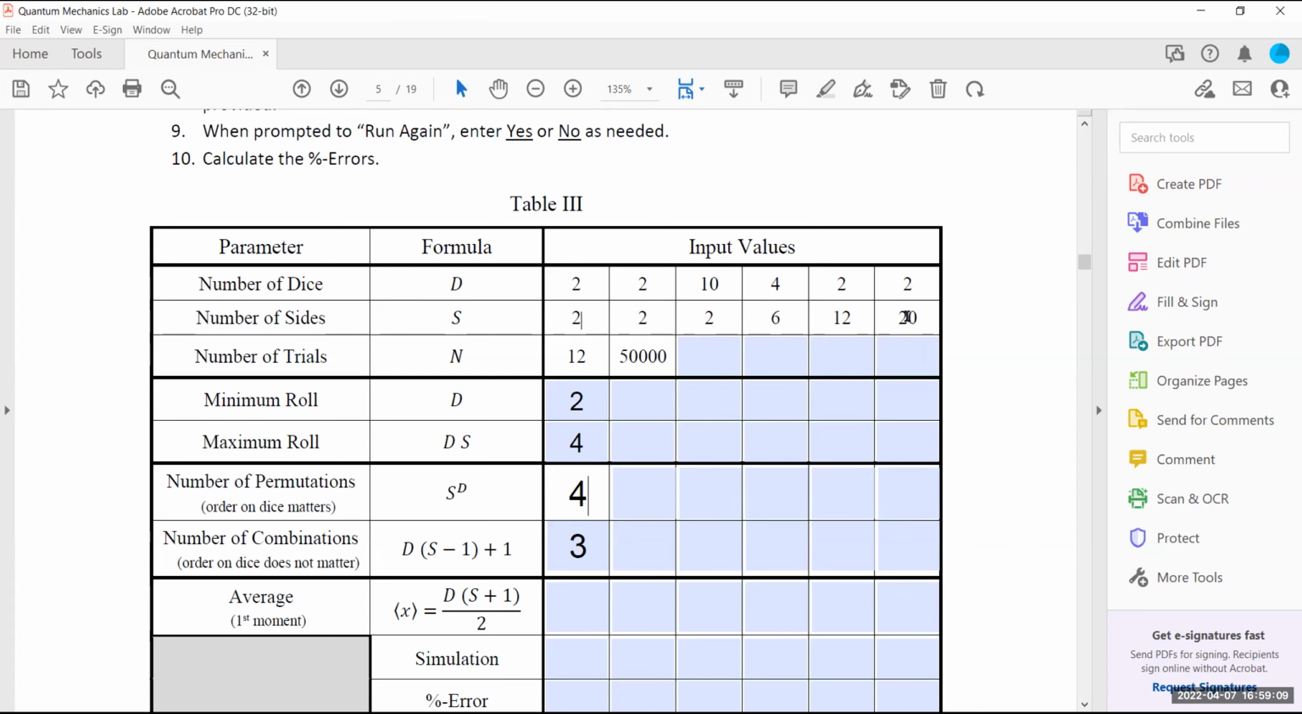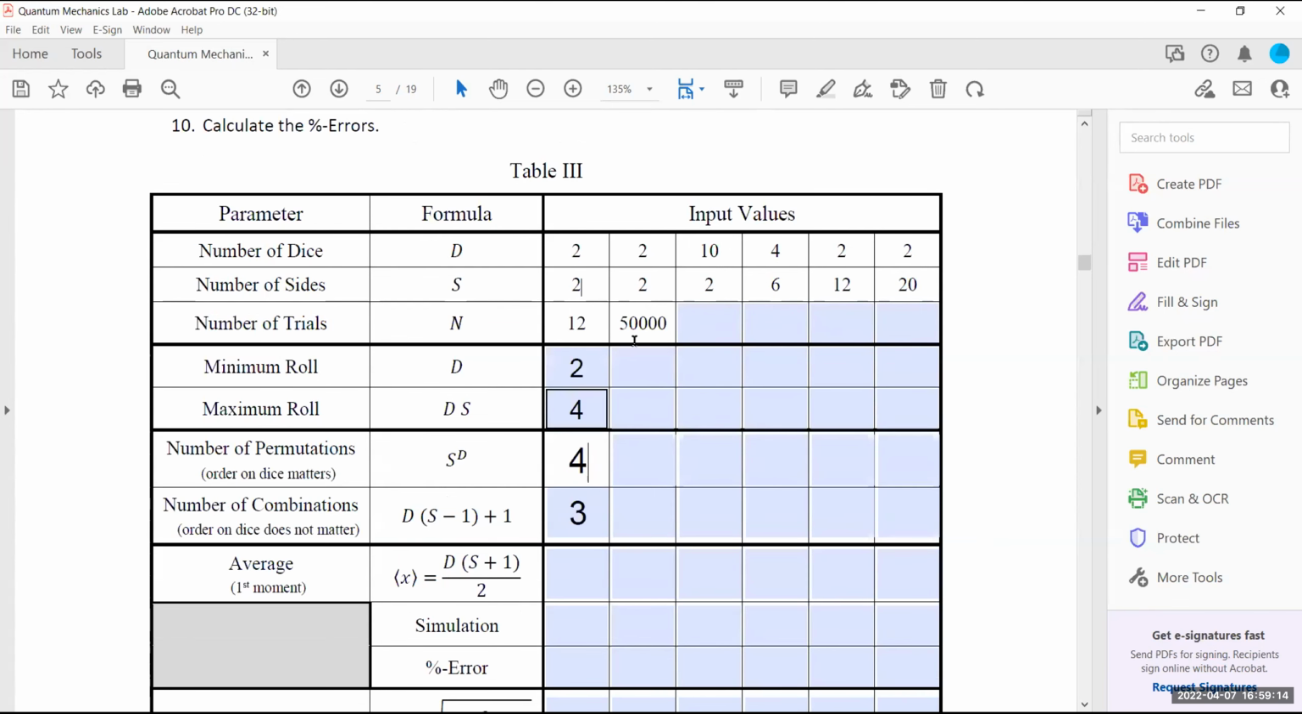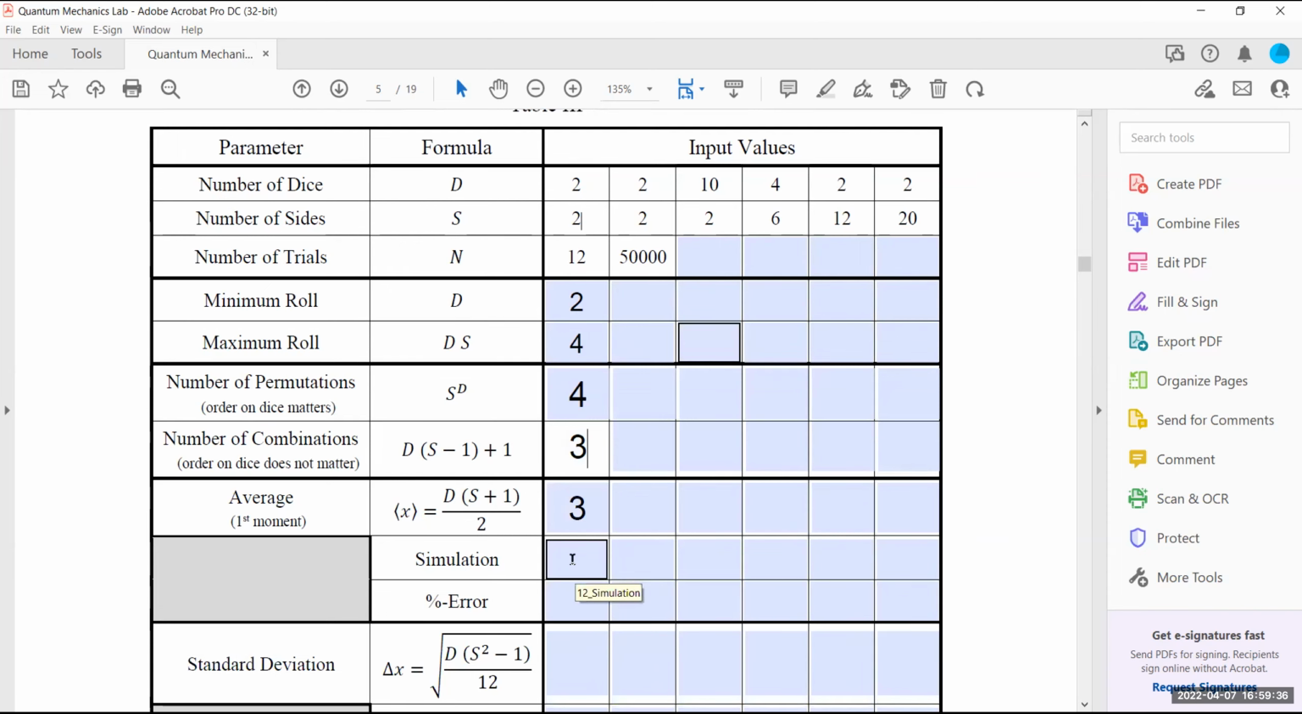Obviously, when we're dealing with big numbers, it gets a little bit complicated to think about it, but use just the formulas in here. Then the average in this case should be D, which is 2, times S plus 1, which is 3. 2 times 3 is 6, divided by 2. So that should be 3. So the average should be exactly 3. That's the theoretical average, at least. Okay. Now I need the simulation, what the simulation is telling me.